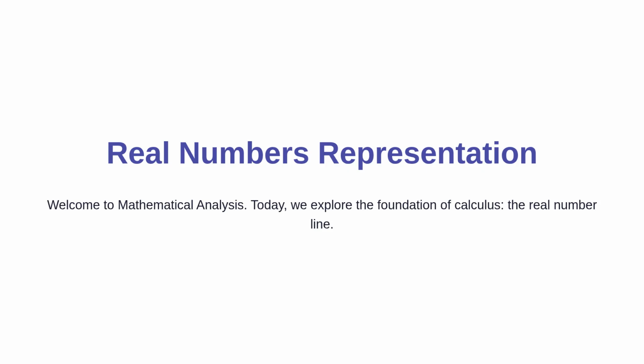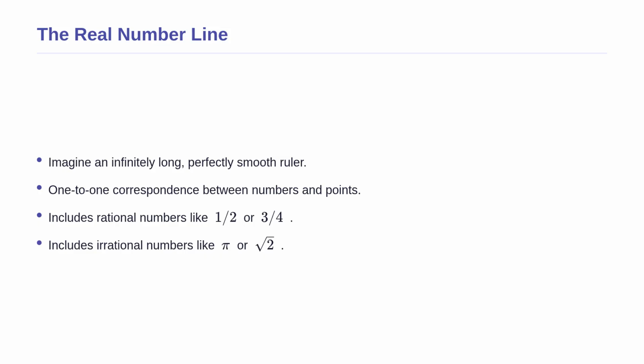Let us dive in. To begin, imagine an infinitely long, perfectly smooth ruler stretching out forever in both directions. Why does this matter? Because in mathematical analysis, we need a geometric way to visualize abstract quantities. Every single point on this ruler corresponds to exactly one number, and every possible number has its own unique spot.